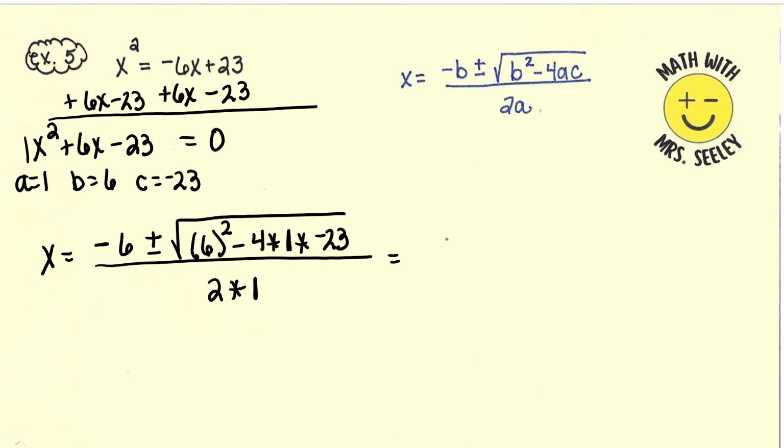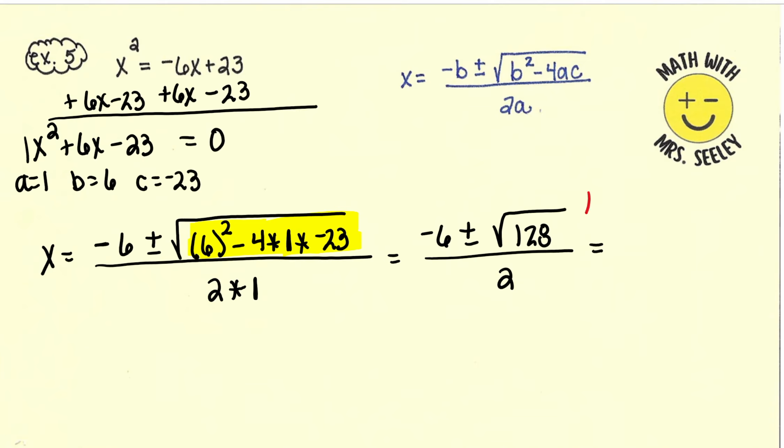So I have negative 6 plus or minus, let's draw the square root house. Let's go to our calculator to see what the discriminant is, or what's underneath that square root house. And so when I do that and I multiply that together, I'm going to get 128 this time, all over 2.